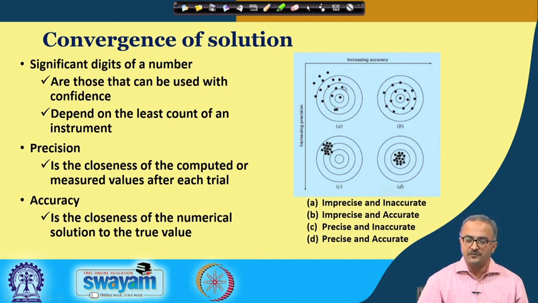Now, in the first case you can see that most of these shots are away from the actual center. This one is near the center, but it is not exactly at the center. So, we can say all these solutions are imprecise as well as inaccurate. Okay. On the other hand, when you come to this one, at least one of them has hit the exact center of the bullseye. That means our solution is accurate but imprecise. Okay. Because the other shots are very scattered.